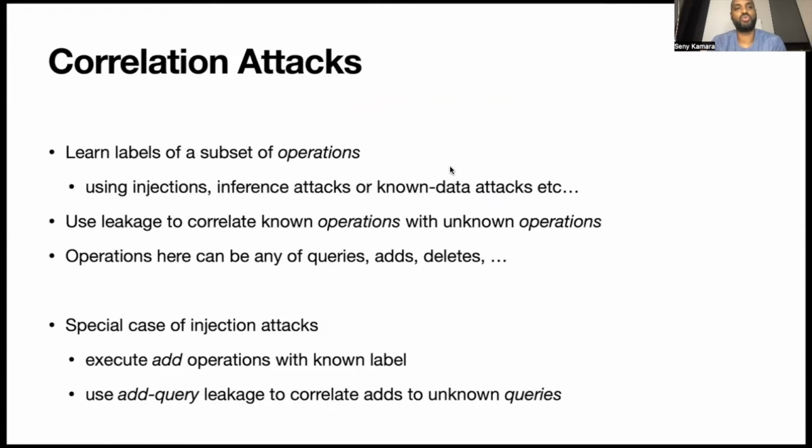The way that correlation attacks work is essentially that the adversary first learns the labels of a subset of operations. This can be done using injections, but it doesn't have to be. An adversary could do it based on inference attacks or known data attacks or any other type of attack. And then it uses leakage to correlate known operations with unknown operations. And operations here don't have to be queries. They could be anything. They could be adds and they could be deletes. Injection attacks are really just a special case of this larger class of correlation attacks.